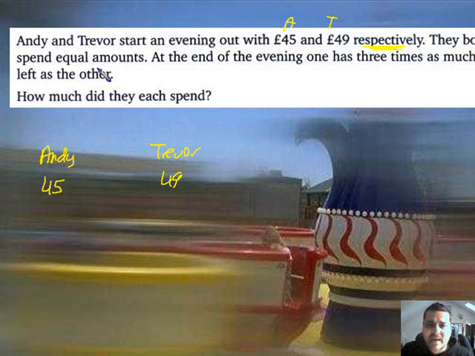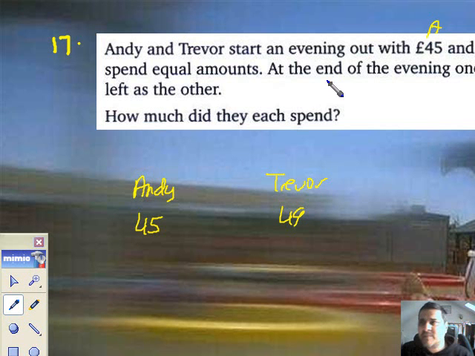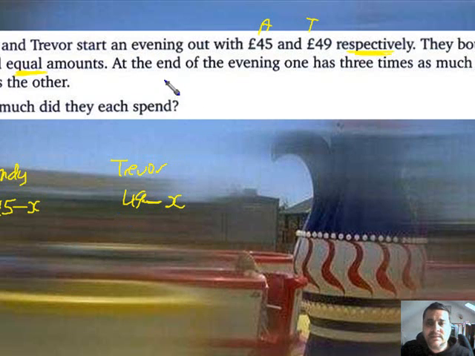They both spend equal amounts. Now if you're spending money, you're going to end up with less than you started with, but they're spending equal amounts. So I'm going to take away something from Andy, and I'm going to take away the same something from Trevor, alright? At the end of the evening, one has 3 times as much as the other.